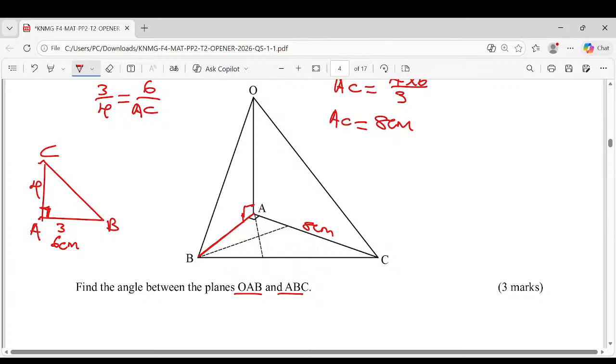Now, to determine the angle between the two planes, this is simply the angle between OA and AC. Are you seeing OA? Are you now able to see AC? All right. And that means to get the angle between OA and AC, this angle here. Let us see how else we are going to maneuver with it.